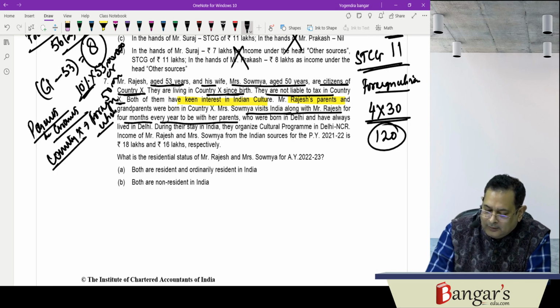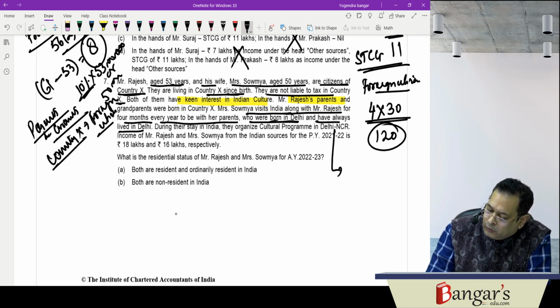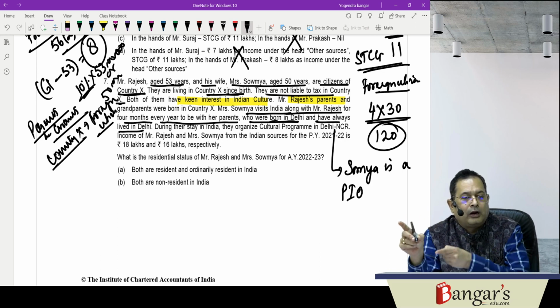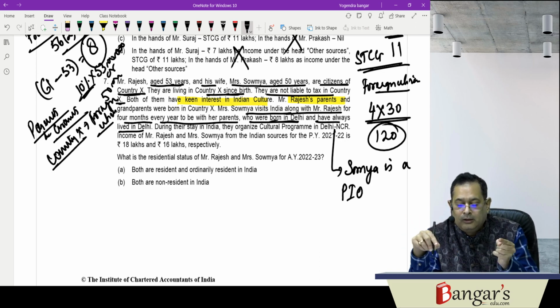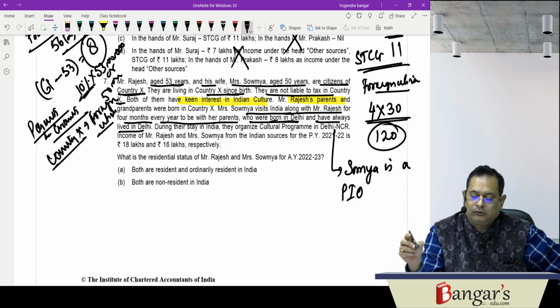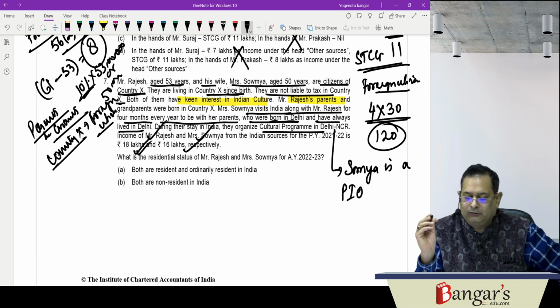And her parents were born in Delhi and have always lived in India. Now basically Somya is a person of Indian origin. Rajesh cannot be regarded as person of Indian origin because his parents or grandparents were not born in undivided India. But Somya is regarded as person of Indian origin. And during their stay, they organize cultural programs in Delhi NCR. Income of Rajesh is 18 lakhs. Somya's income is 16 lakhs respectively.